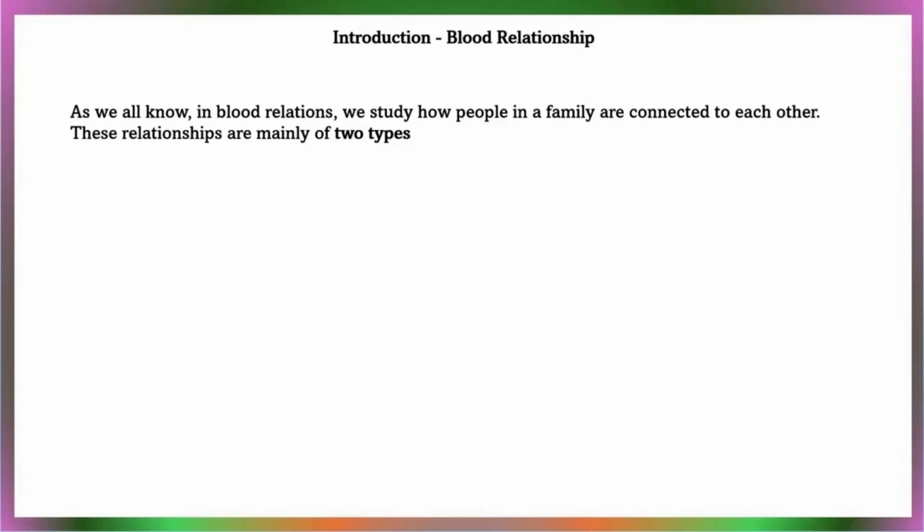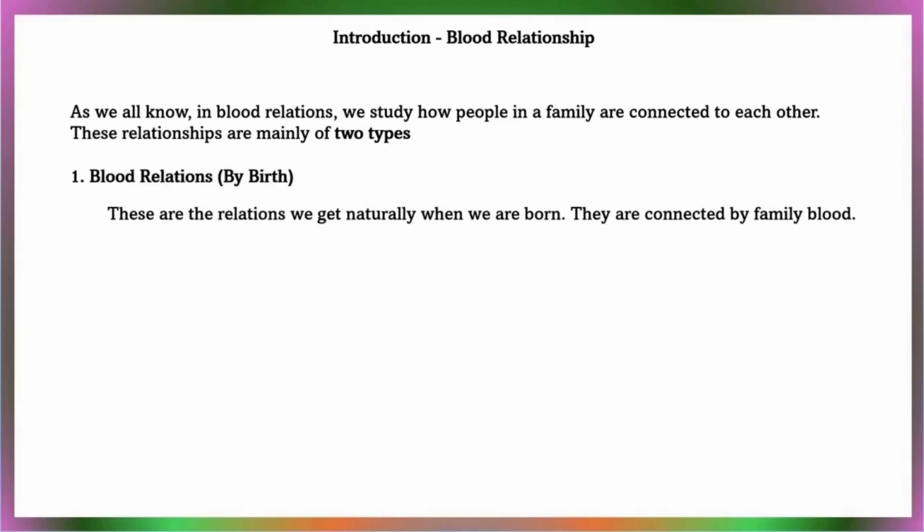As we all know, in blood relations, we study how people in a family are connected to each other. These relationships are mainly of two types. Blood relations by birth. These are the relations we naturally get when we are born. They are connected by family blood. For example, brother, sister, mother, father, grandfather, grandmother, etc.